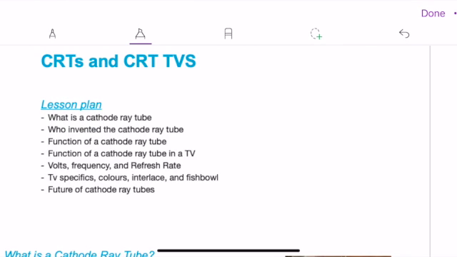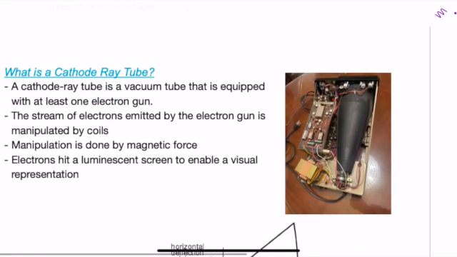Today, we'll be talking about CRTs and CRT TVs. The lesson plan for today is to go over what is a cathode ray tube, who invented the cathode ray tube, the function of a cathode ray tube, the function and the application of a cathode ray tube in a TV, the volts, frequency, and refresh rate, TV specifics such as color, interlace, and fish bowls, and the future of cathode ray tube technology. So, to start off, what is a cathode ray tube?